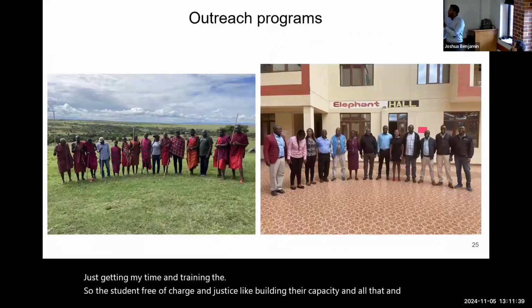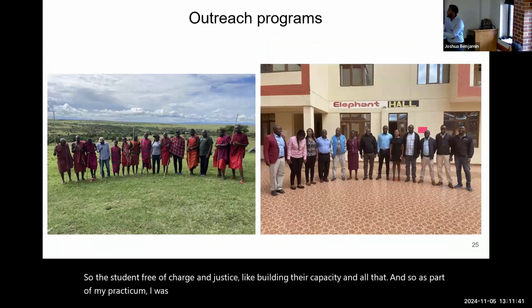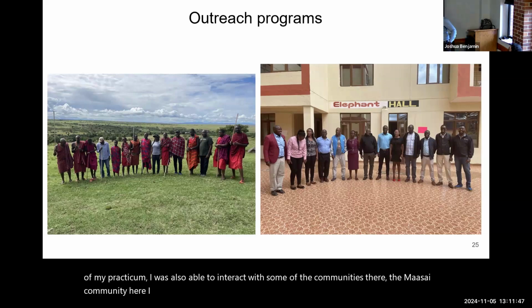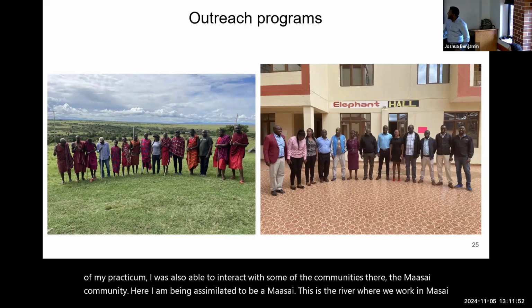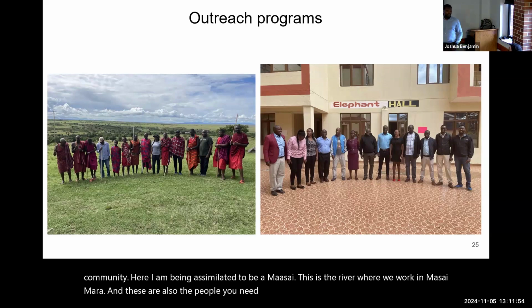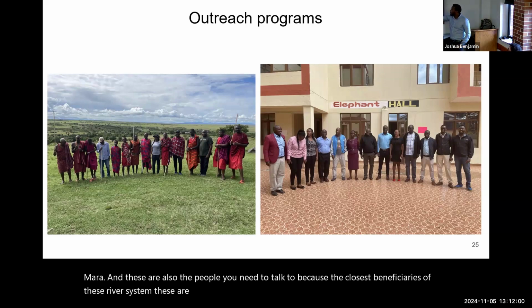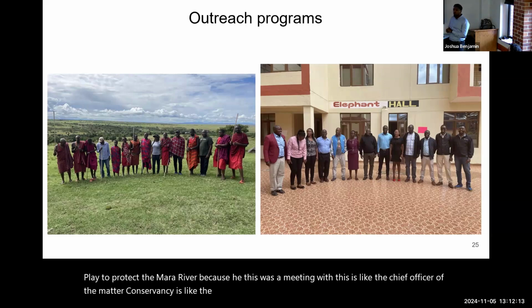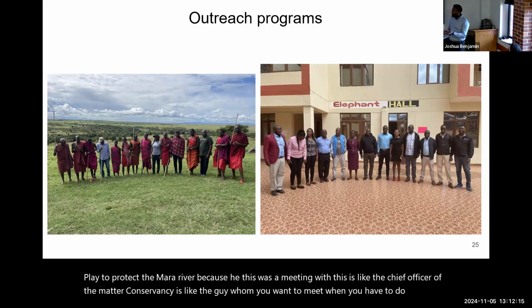As part of my practicum, I was also able to interact with some of the communities there. The Maasai community, here I am, being assimilated to be a Maasai. This is the river where we work in Masai Mara, and these are the people you need to talk to because they are the closest beneficiaries of this river system. These are some of the stakeholders you need to protect the Mara River. Here was a meeting with the chief officer of the Mara Conservancy, the person you want to meet when you have to do anything in terms of conservancy.